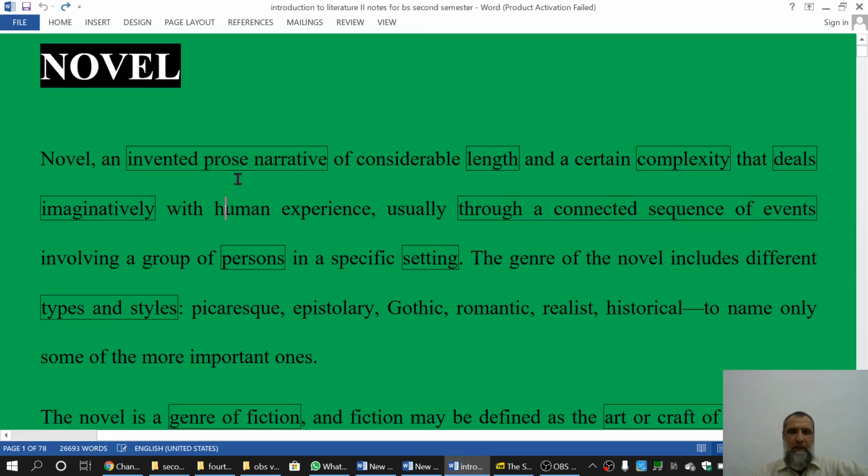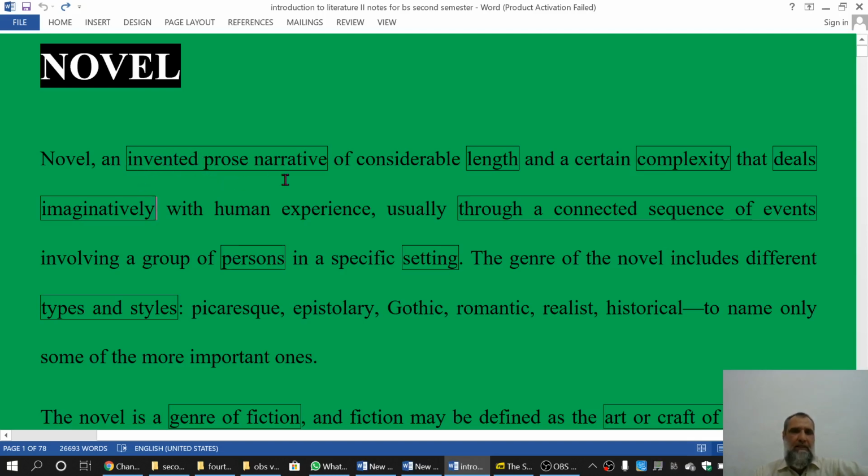In order to understand what is meant by a novel, you need to know a few facts. For example, the first fact is that novel is invented. This means that it is not something which has actually taken place. Though you may base your novel on some real incidents, when you make a full novel, you mix these real incidents with imagination. So they are portrayed imaginatively. On the whole, it is something which is invented.